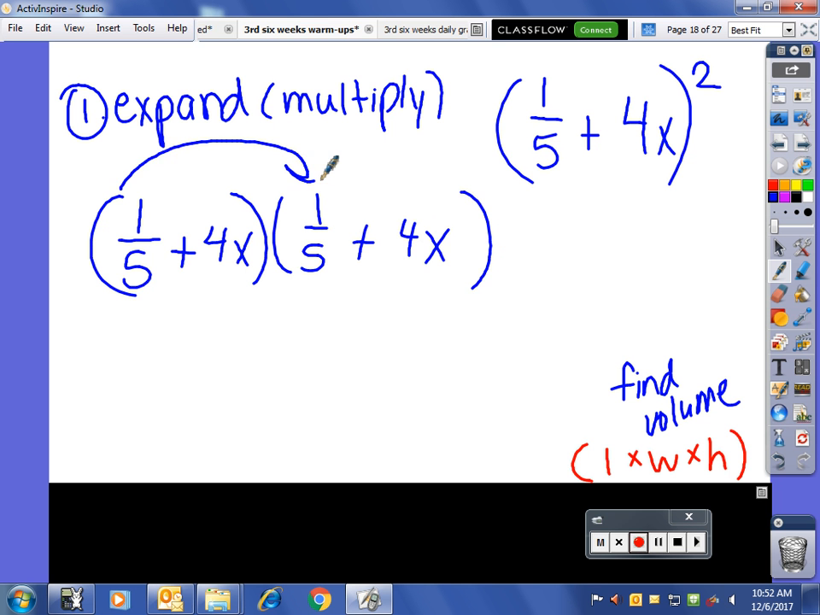So the first step is going to have a fraction in it. No big deal. 1/5 times 1/5. Top times top, bottom times bottom. Who said 2/10? All right. 1/5 times 1/5. 1 times 1 is 1. 5 times 5 is 25. I'm getting more and more scared for you guys by the second.